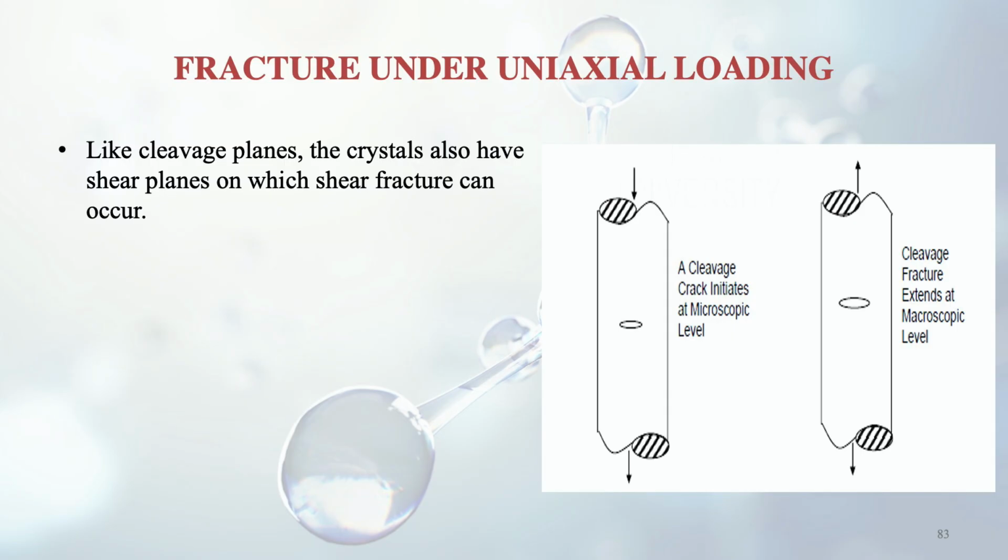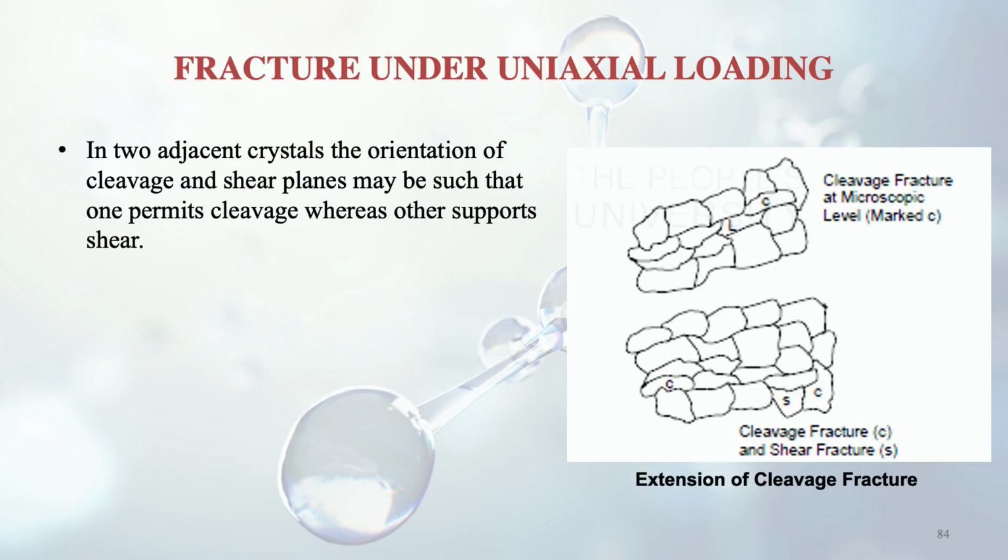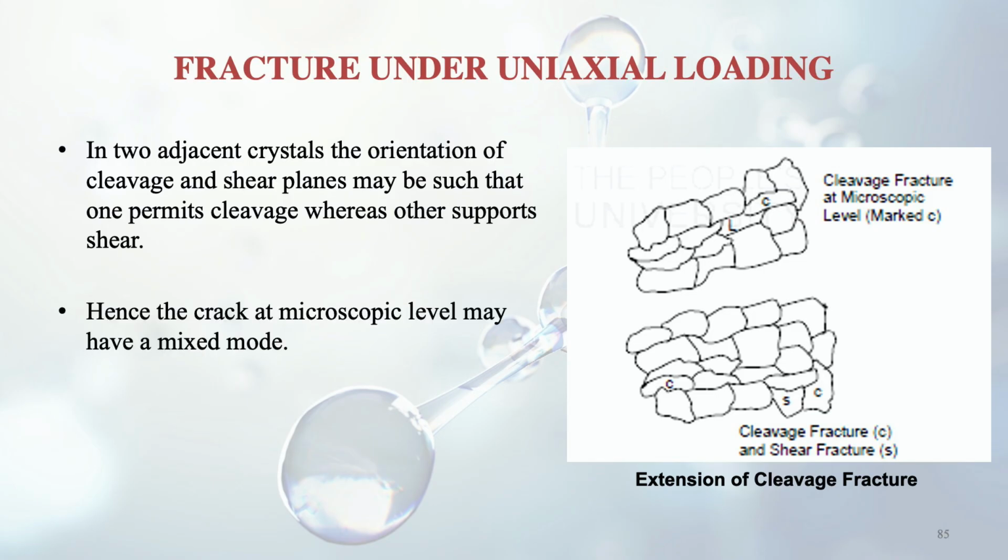Like cleavage planes, the crystals also have shear planes on which shear fracture can occur. So both types of planes are there, cleavage as well as shear. In two adjacent crystals, the orientation of cleavage and shear planes may be such that one permits cleavage whereas the other supports shear. So the crack at the microscopic level may have a mixed mode.